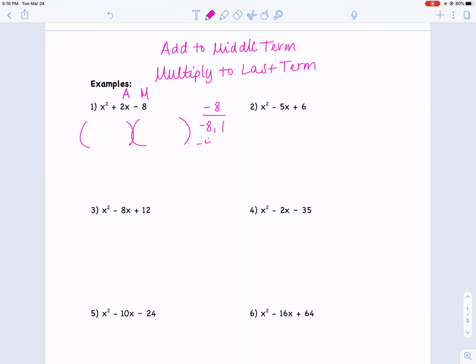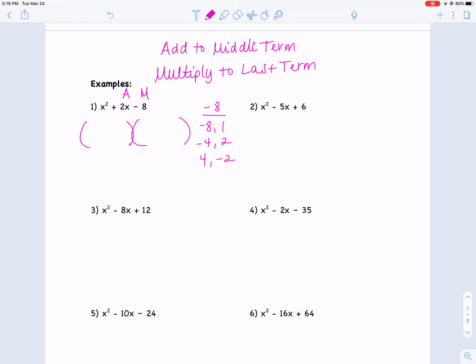Maybe -4 and 2. Okay. When I add those together, we actually get -2. So what if I switched up the signs? Because remember, if it's negative, your signs have to be different. So what if I made it a +4 and a -2? Well, guess what? That works.